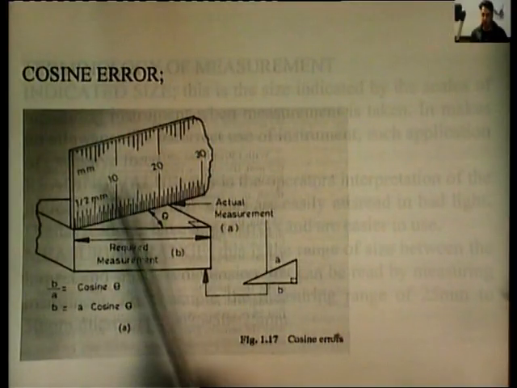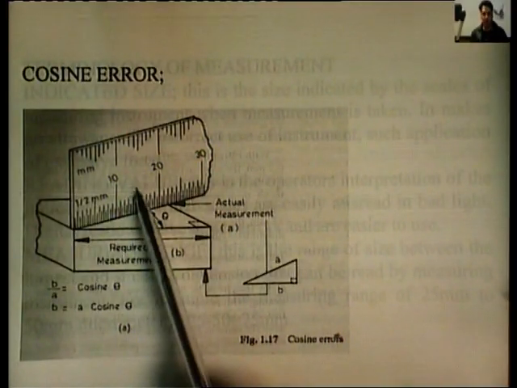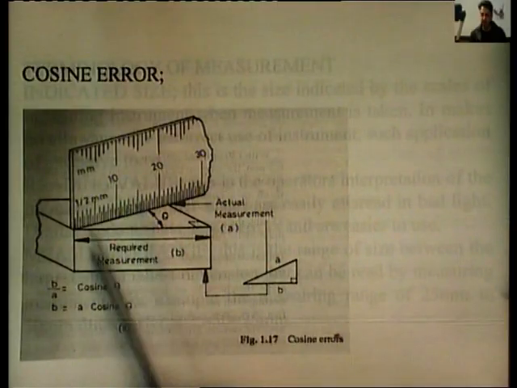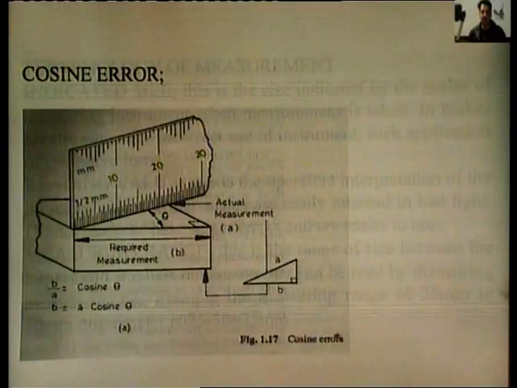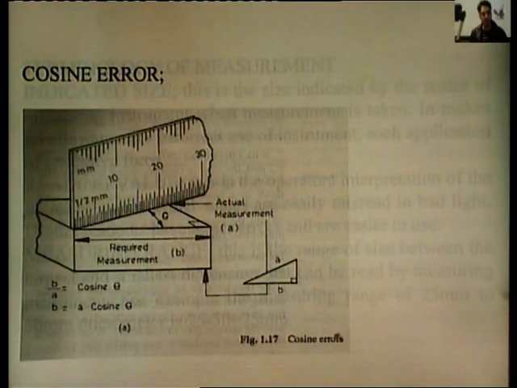The ruler, the scale, is having some angle with this face, and that is why it will indicate a greater length for the job, and we should be aware of this kind of errors so that we do not take the wrong readings.